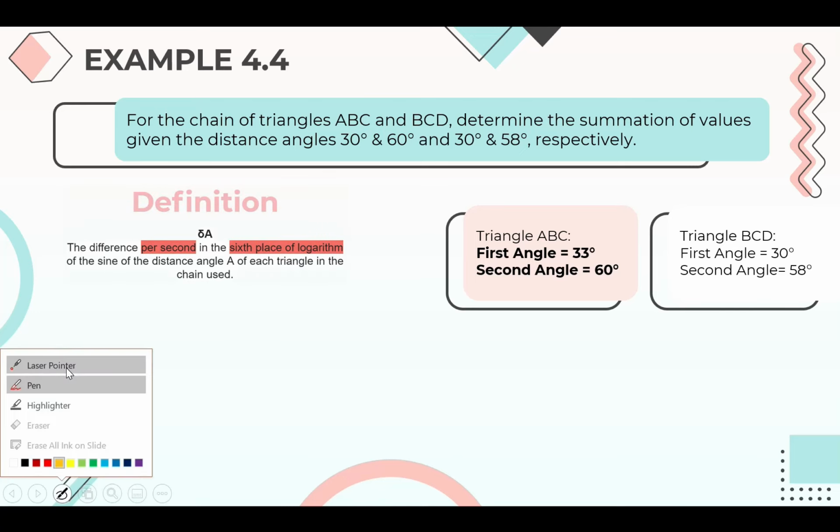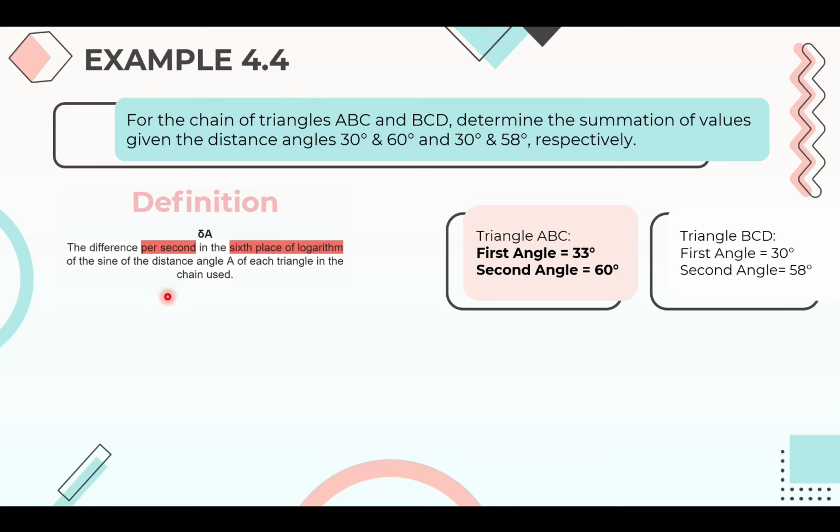So, okay, I want you guys to really notice every word here. The difference per second in the sixth place of logarithm of the sine of the distance angle A of each triangle in the chain used. So, mao daw na siya ang delta A. Diba? Log of the sine of the distance angle. So, log sine.